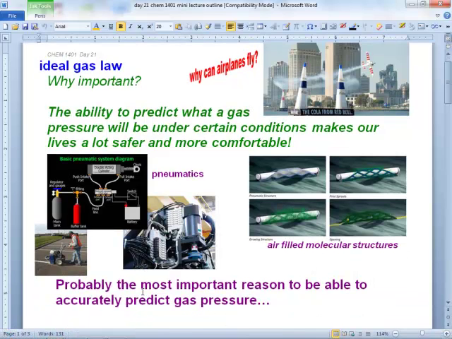Okay. The ideal gas law. Again, the big goal, I think, is to be able to predict nature, kind of pretend that we can control it. But pressure is a really interesting thing.